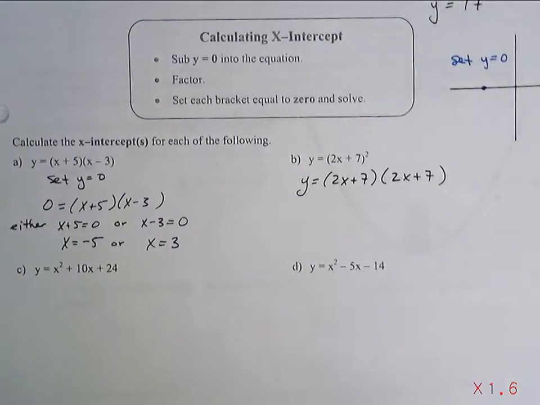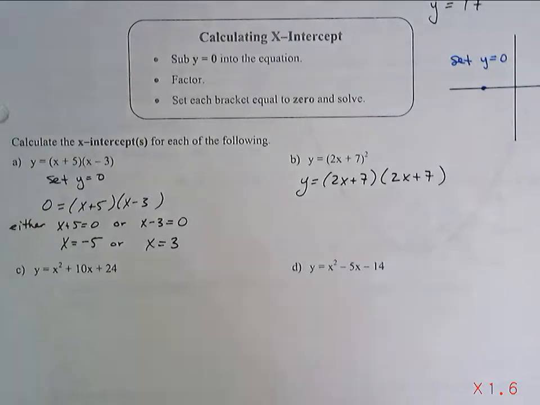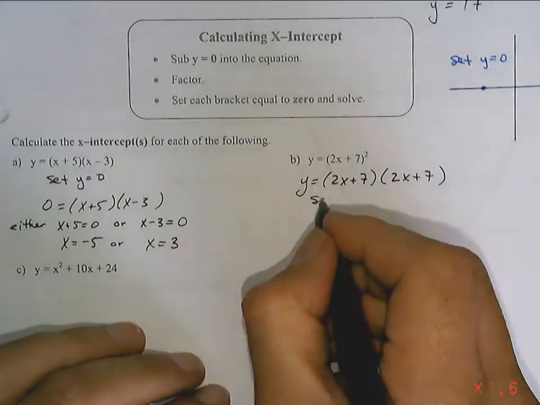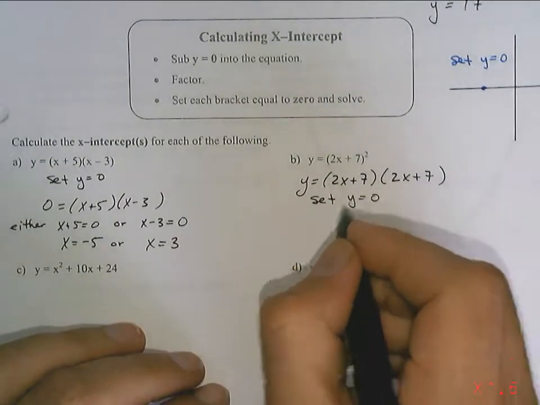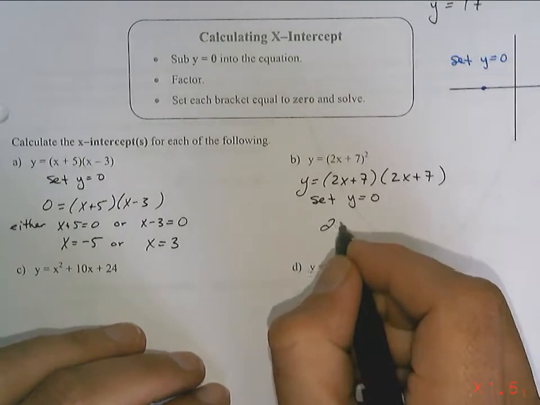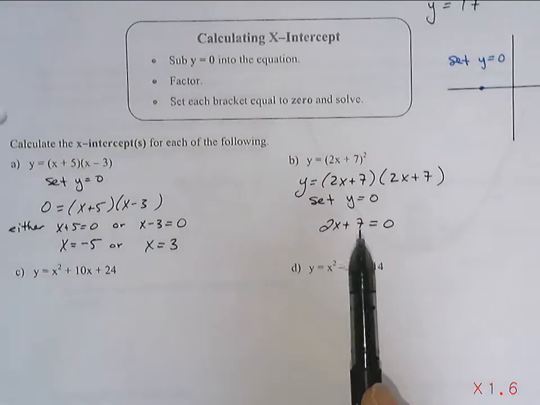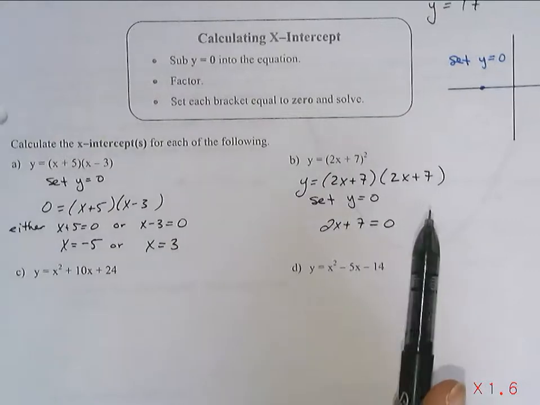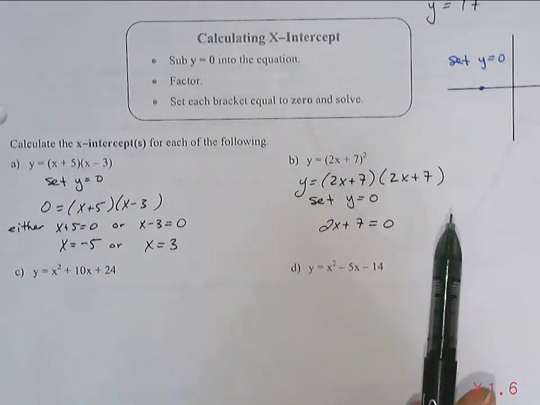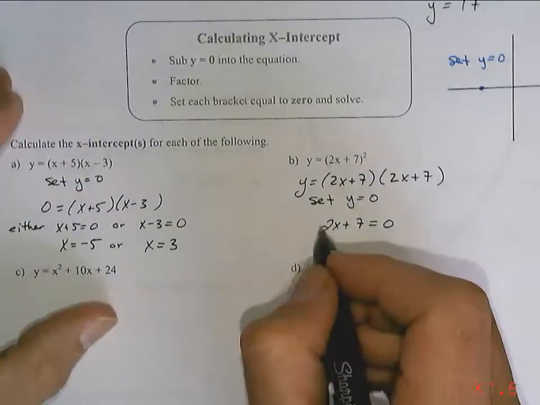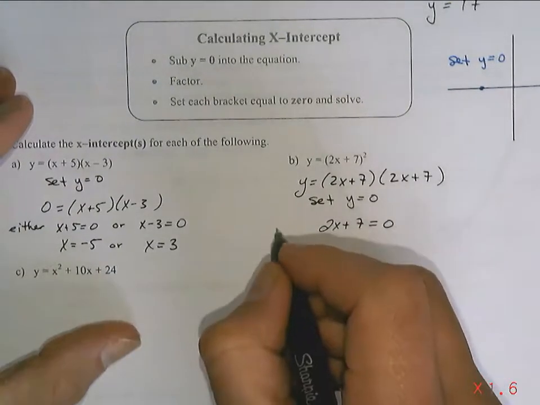That's what that means, doesn't it? It means to square it out. So if I'm going to set y equal to 0, that means 2x plus 7 equals 0. Now, do I have to do an either in this case? Because they're both the same, aren't they? So just one is fine, right? So instead of saying either, I can just say therefore.